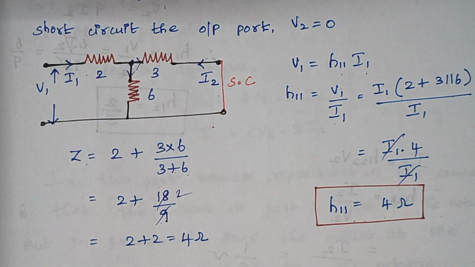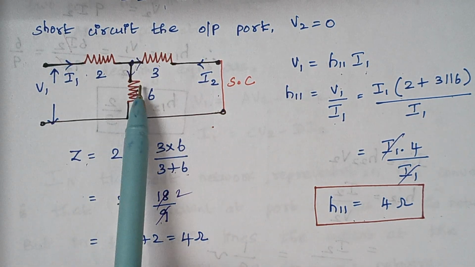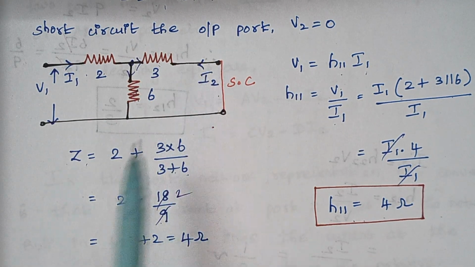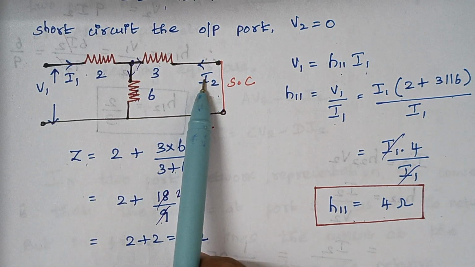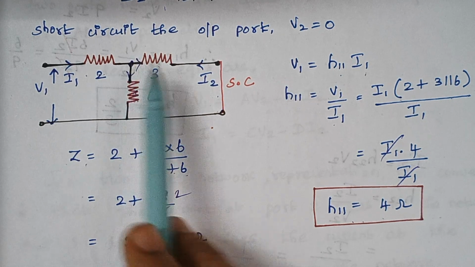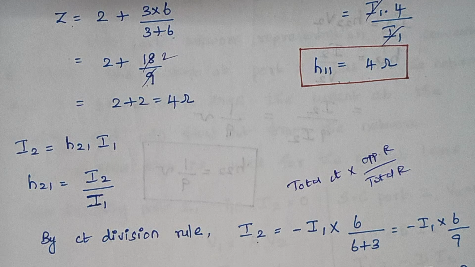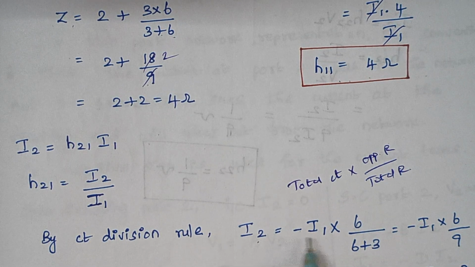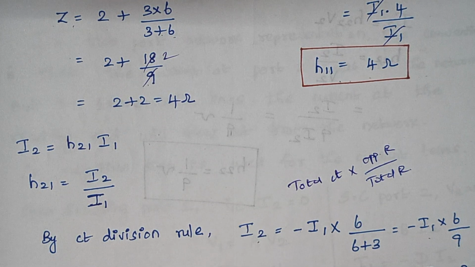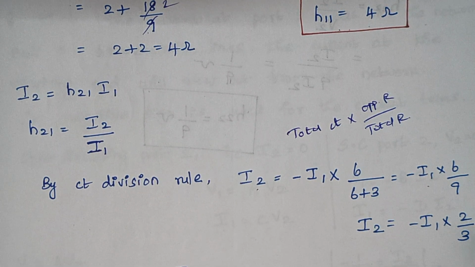Here 6 divided by total resistance. So what is the total resistance? You have to consider the path traveled by I2, because we have to calculate only I2, right? The path traveled here is like this. So the total resistance is 3 plus 6, which is nothing but 9. So I2 is equal to minus I1 into 6 by 9. When you simplify, we get 2 by 3, cancelling by 3. So I2 is given by this expression.